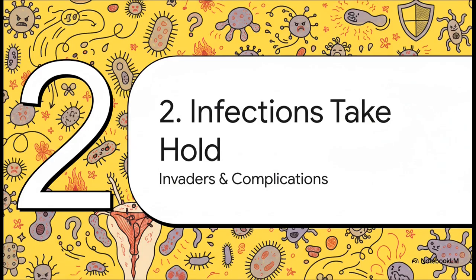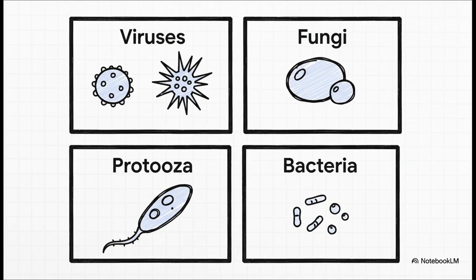Okay, so now we know how it's built. Let's talk about what can go wrong. The first major challenge this system faces, infections. And some of these, believe me, can have very, very serious consequences. So who are the common culprits? Well, here's a list of the usual suspects.